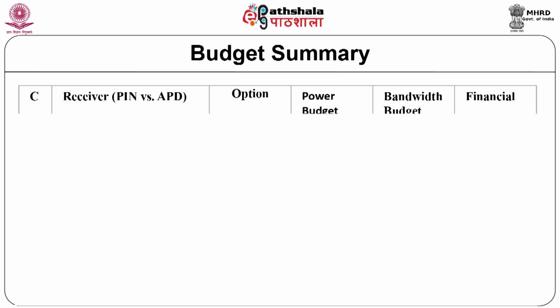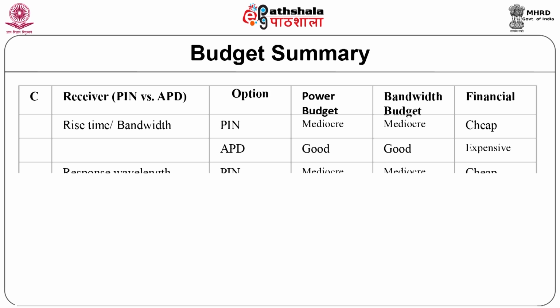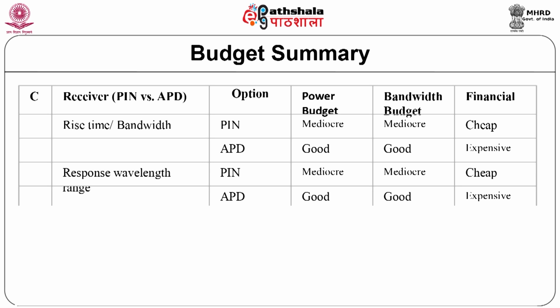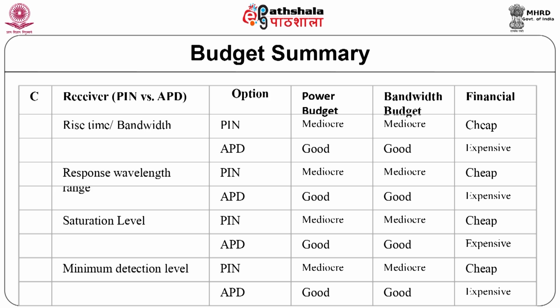Receiver pin versus APD. Rise time or bandwidth for pin, mediocre, mediocre, cheap. APD, good, good, expensive. Response wavelength range, pin photodiode, mediocre, mediocre, cheap. APD, that is avalanche photodiode, good, good and expensive. Saturation level, pin, mediocre, mediocre, cheap. APD, good, good, expensive. Minimum detection level for pin photodiode is mediocre, mediocre, cheap. APD, good, good and expensive.